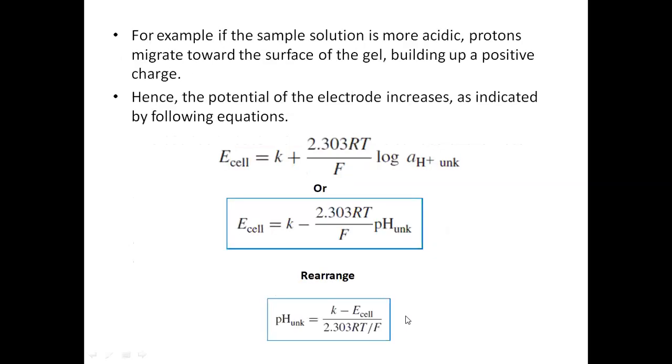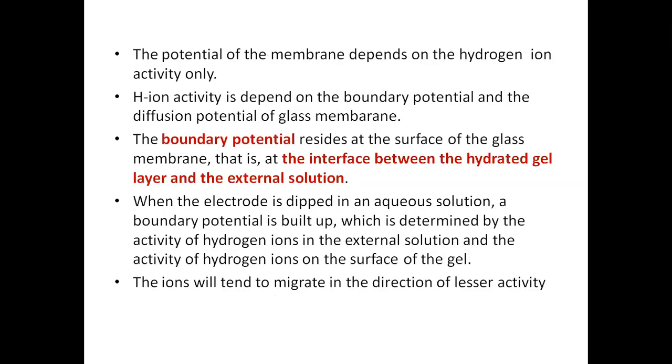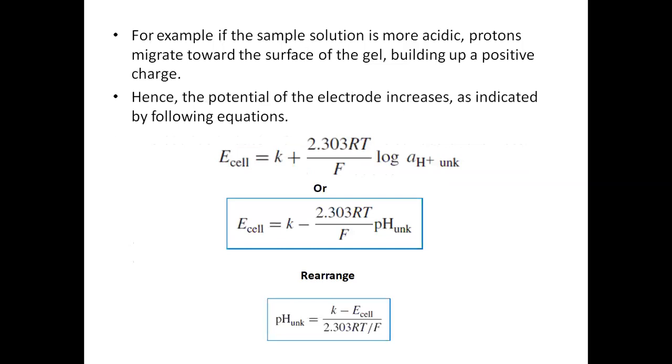To prove this, we have to take one example. If we take an acidic solution which has a large number of hydrogen ions in it, these hydrogen ions migrate towards the surface gel side, and due to that they build up a positive charge on it. Hence, the potential of the electrode increases. It is indicated by the following formula, which we already discussed in the last lecture, where we derived how this formula comes.